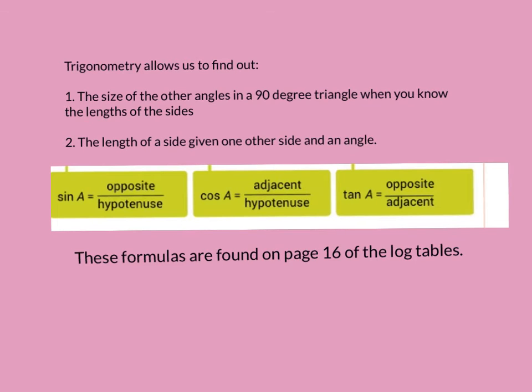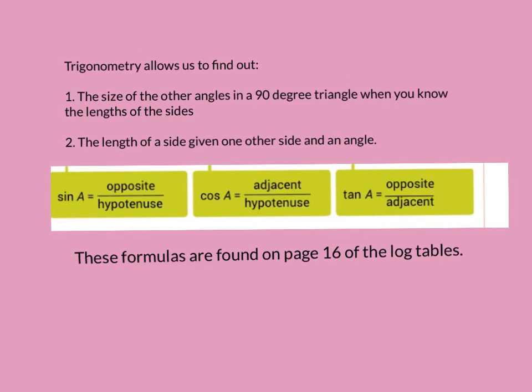Okay, so looking at trigonometry then, what is it? Trigonometry allows us to find out one of two things: the size of the other angles in a 90-degree triangle when you know the length of the sides, and the length of a side given one other side and an angle, or vice versa. Okay, and what you need to know here is these formulas are on page 16 of the log tables.